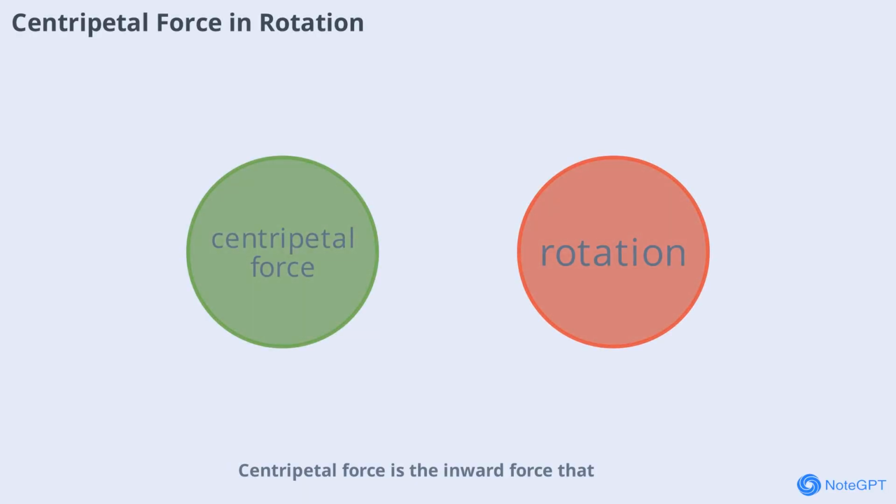Centripetal force is the inward force that keeps an object moving in a circular path. For example, when you swing a ball on a string, the tension in the string provides the centripetal force. Without this force, the object would fly off in a straight line. Centripetal force is essential for understanding the motion of planets, cars turning corners, and even amusement park rides. It's a key concept in both linear and rotational dynamics.